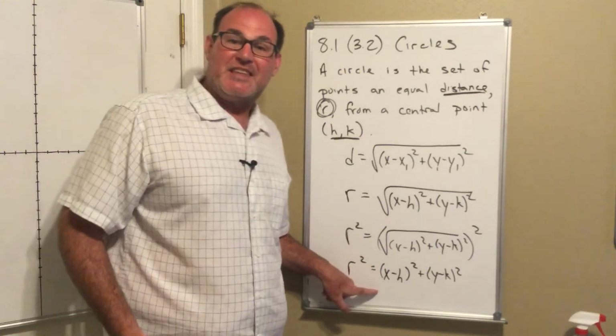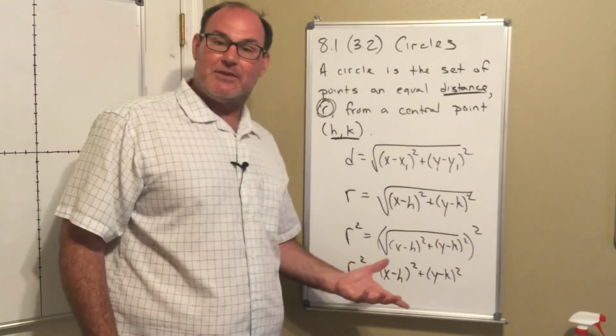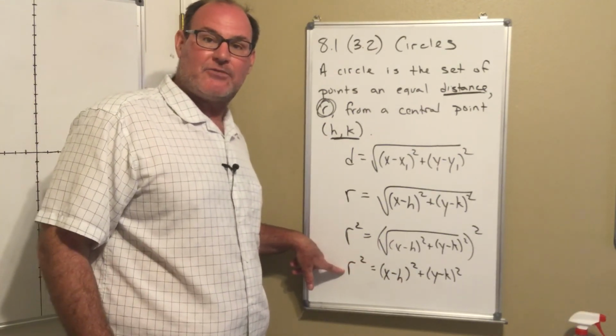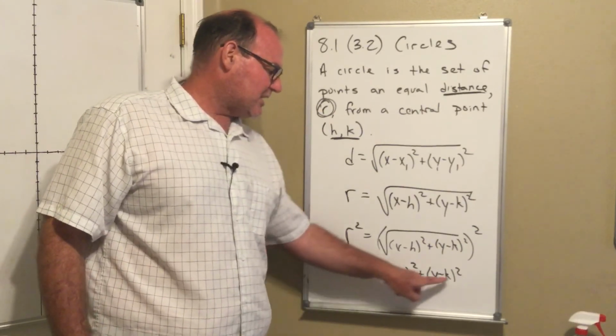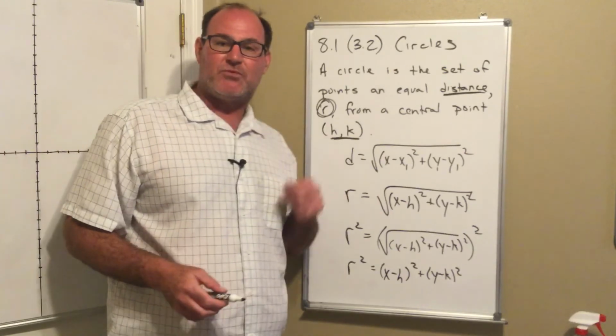This is called the center radius form because you can see two bits of information. This side is r squared, so that's how I identify the radius. And then h and k, that's my center point. So this is the center radius form of a circle.